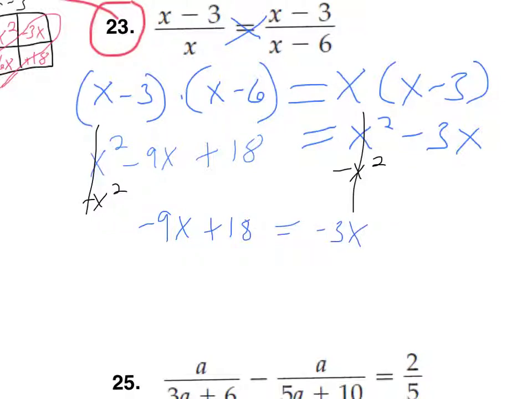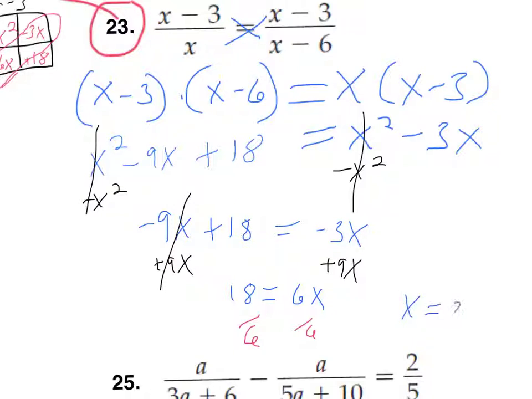From here, I'm going to add 9x to both sides. So I'm moving it over to the right. So I'll have 18 equals 6x, and then divide by 6. And we get our answer, at least we think it's our answer, x equals 3. All right, let's go and check that. If I put a 3 in for x, would that make either of these equal 0? No, so that is good.